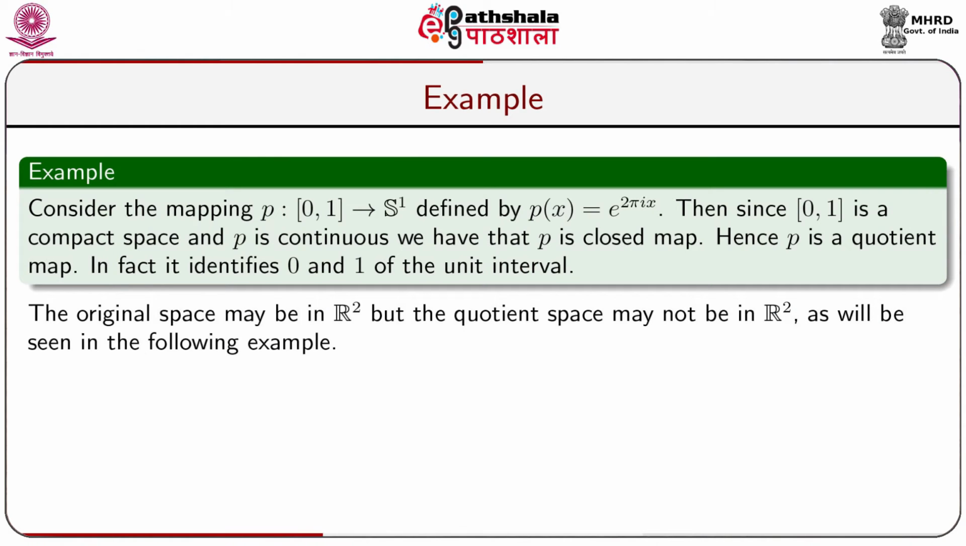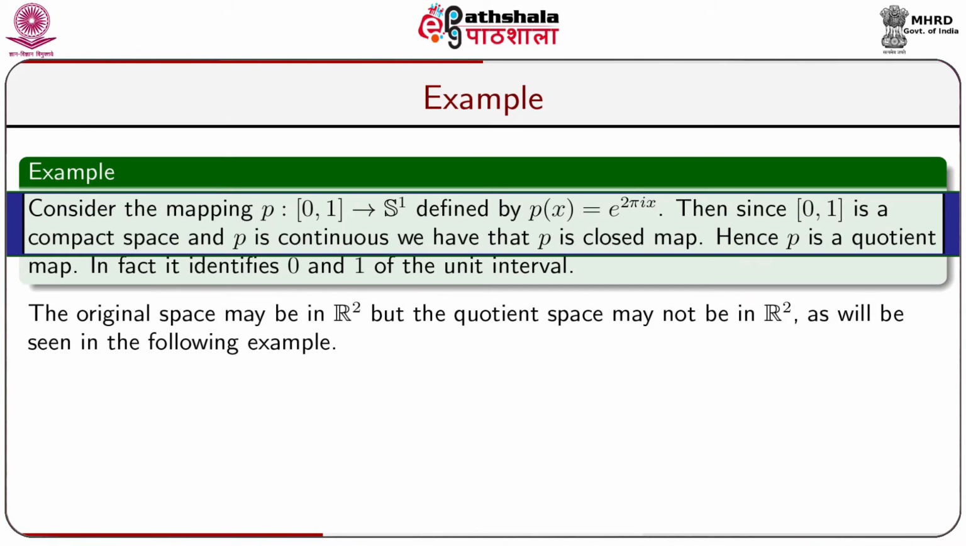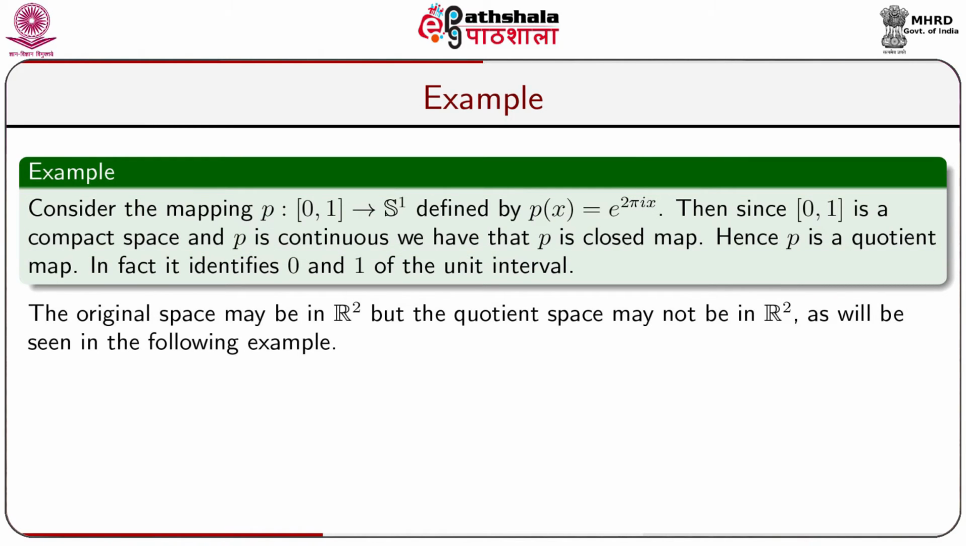Next, we present an example of a quotient mapping. In fact, this example is a modified version of our previous example. We consider the mapping P from the closed unit interval [0, 1] to the unit circle S1 defined by P of x is equal to e to the power 2 pi i x. Then P is clearly a continuous surjective map. Now, to prove that P is a quotient mapping, it is sufficient to show that P is a closed map.